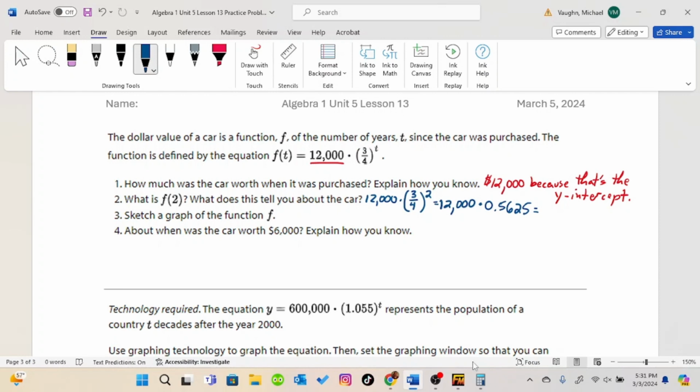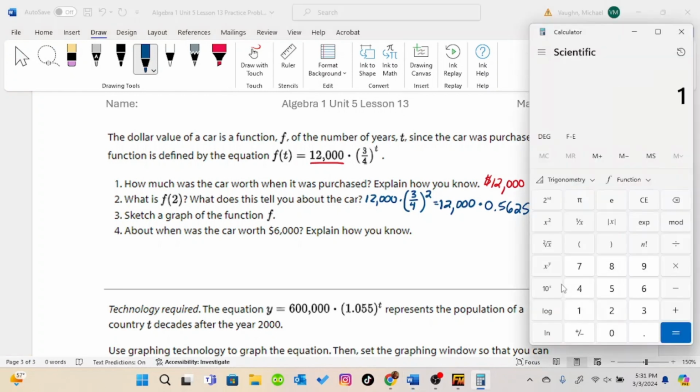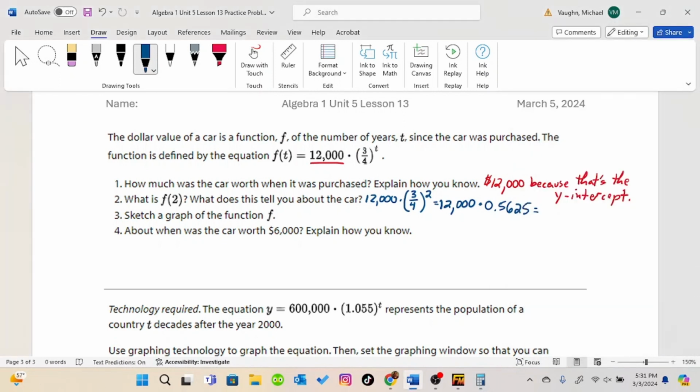Now we multiply that by the original value of 12,000, and we get a value of $6,750. And that's $6,750 after 2 years.